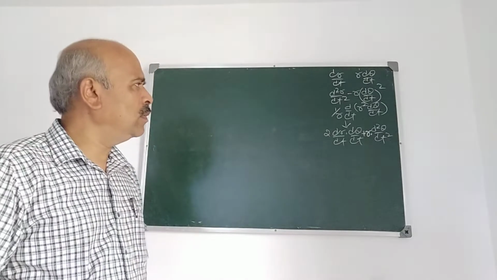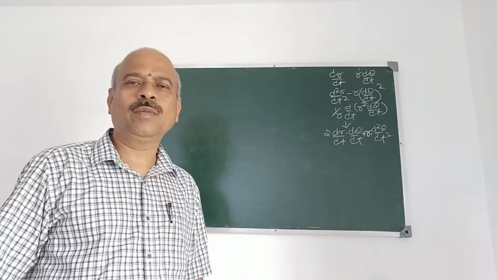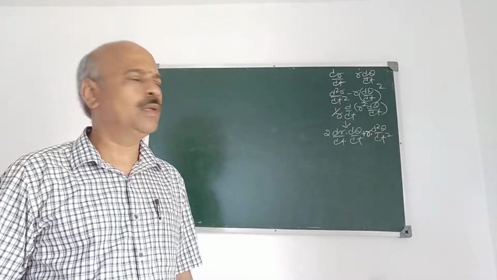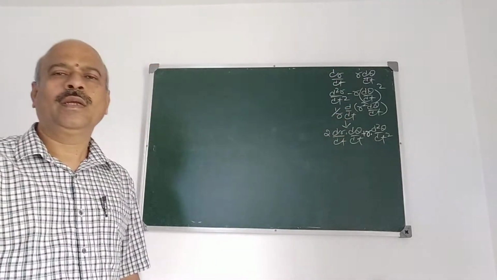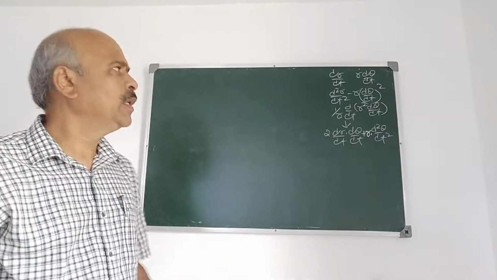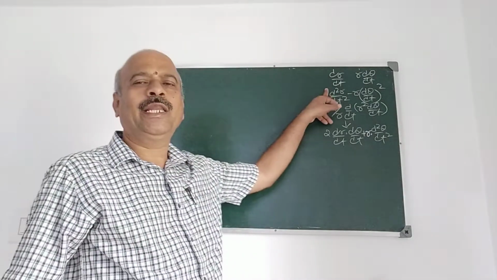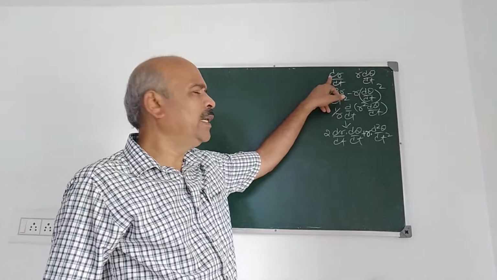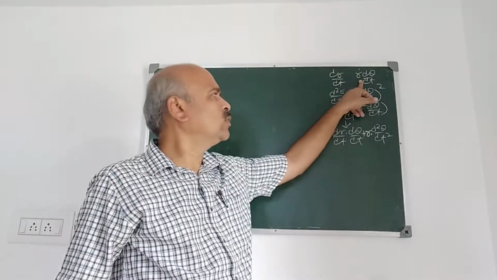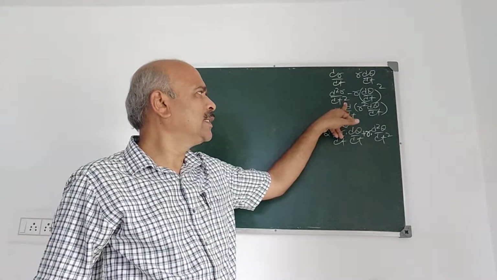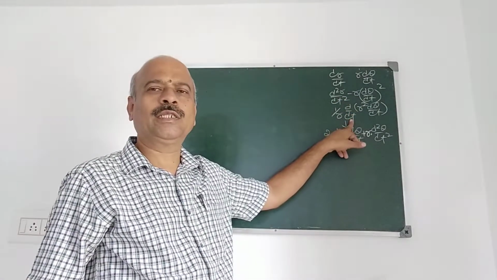In this video, I solve some more examples. We have this formula. In previous periods, you have studied this derivation. What is dr by dt? Radial velocity. This is transverse velocity, radial acceleration, transverse acceleration.